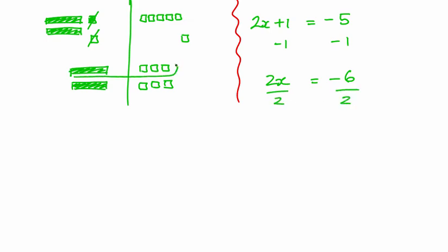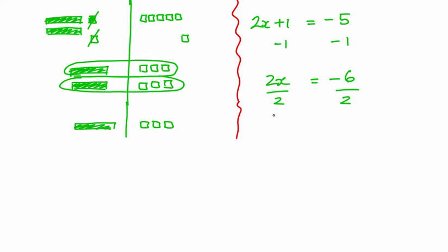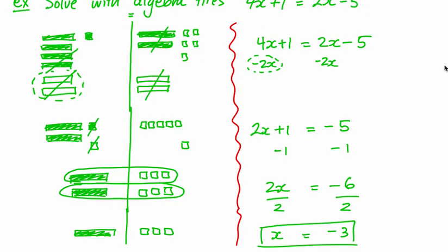So you can see I've kind of cheated a little bit. I've divided these into two equal groups, and that means one of these groups, one of these x's, would be worth negative 3, and I can see that when I look over onto the right hand side. 2 divided by 2 is 1, and negative 6 divided by 2 is negative 3, and so there I have the solution to this equation in algebra on the right hand side and in algebra tiles on the left hand side.